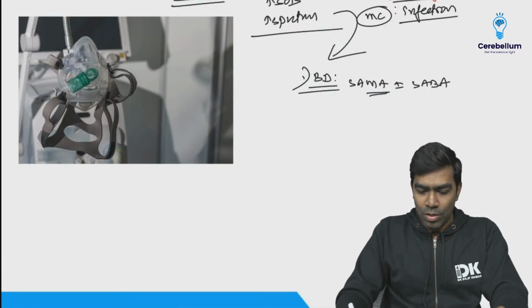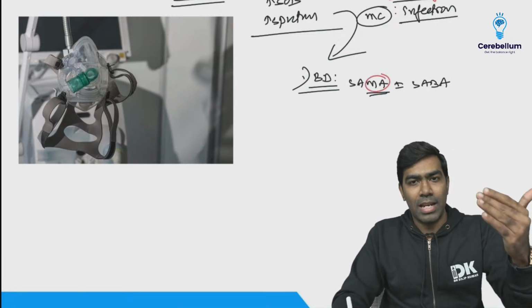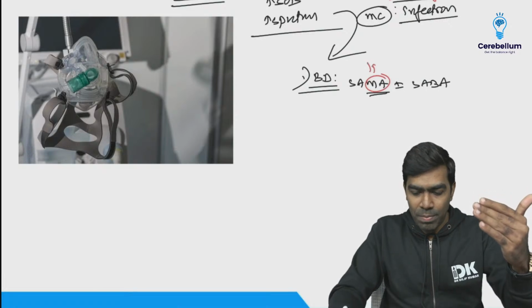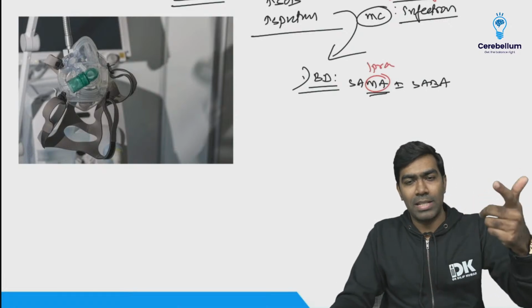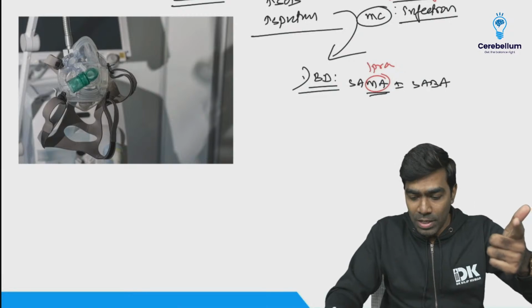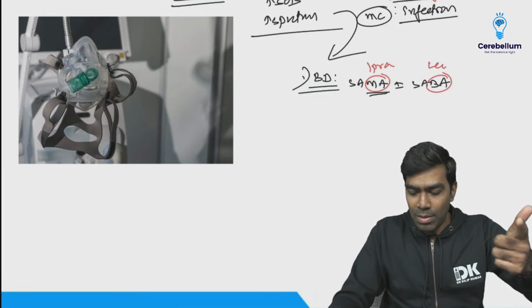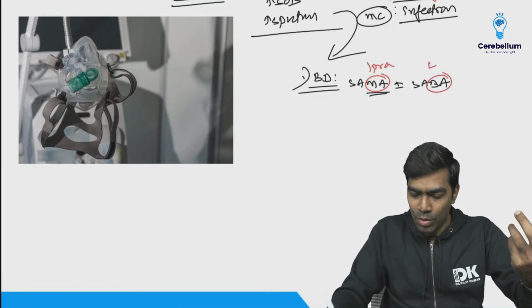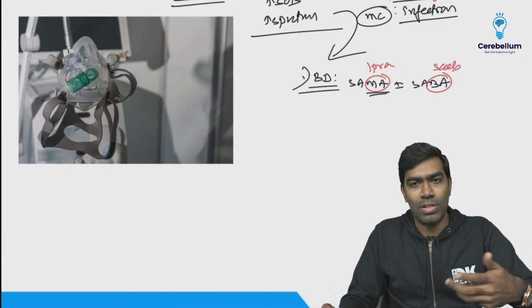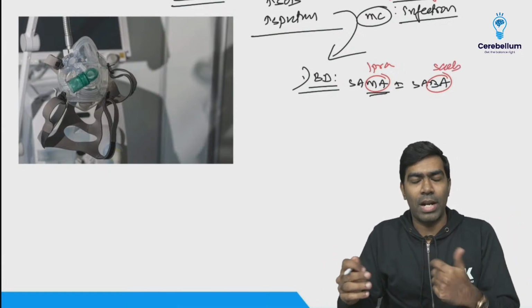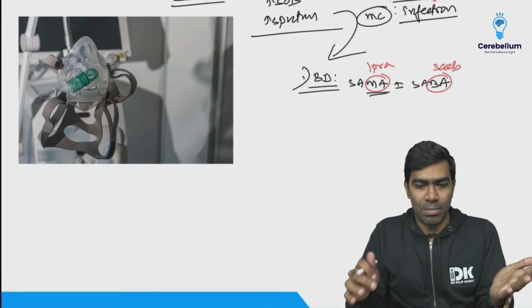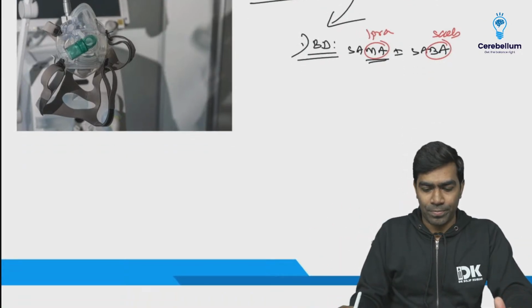The best example of a short-acting muscarinic antagonist will be ipratropium. The best example of a short-acting beta-2 agonist will be levosalbutamol or simply salbutamol. In our hospital, we use levosalbutamol very commonly, that's why I wrote that. But anyway, salbutamol is the simple example, and that's what I'm going to use.